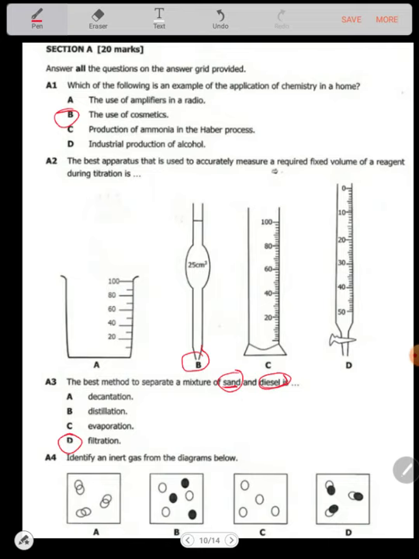4. Identify an inert gas from the diagram below. Which one is an inert gas? Inert gases are those gases in group 8, also known as noble gases or group 0 elements. Now when you look here, a gas has the particles the same, and all they wanted was to confuse you with the word inert. Forget about the inert. In gases, the particles are the same and they're far apart from each other. So the answer is C. Your main concentration was supposed to be on a gas.